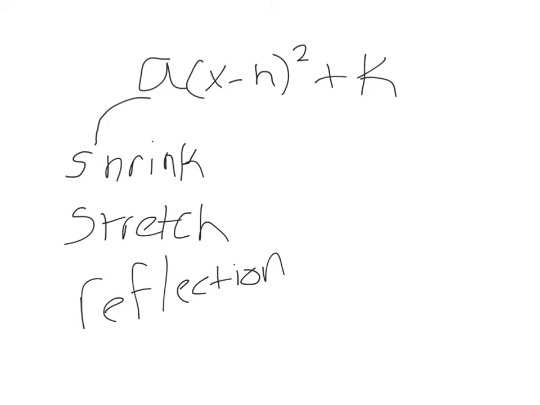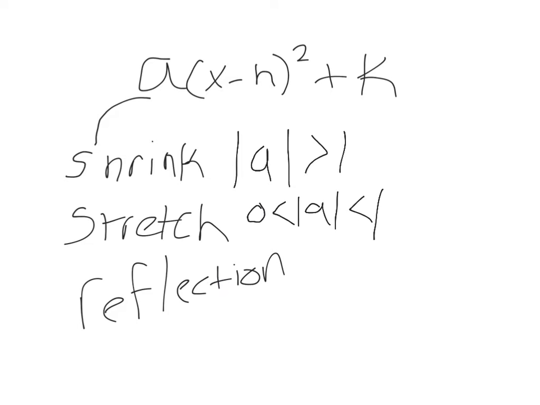Okay, so it is a shrink if the absolute value of a is bigger than 1. It is a stretch if the absolute value of a is between 0 and 1. Okay, so that means it gets wider, shrink meaning getting narrow. A reflection occurs if I have a negative a, which means it will open down. A positive a means my graph opens up.